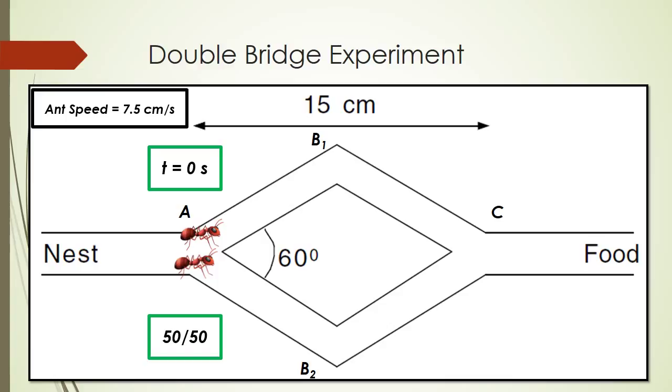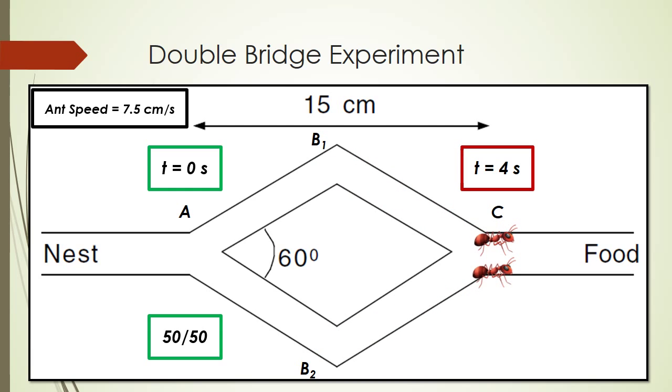When they get to point A, they have a 50% probability of going in the direction of B1 and a 50% probability of going in the direction of B2. So we're going to assume that these two ants diverge at this point. And since they're traveling at the same speed, the top ant will reach B1 at the same time that the bottom ant reaches B2. Continuing on, at time t equals 4 seconds, they're going to reach point C.